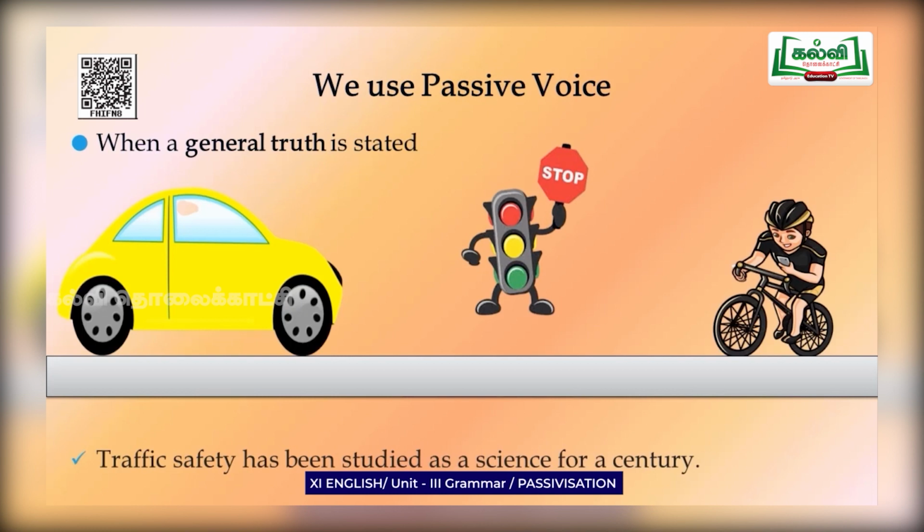Sometimes we use passive voice when a general truth is stated. For example, "Traffic safety has been studied as a science for a century." When it comes to general truth, the agents are people in general. So, the agent need not be mentioned in this context.